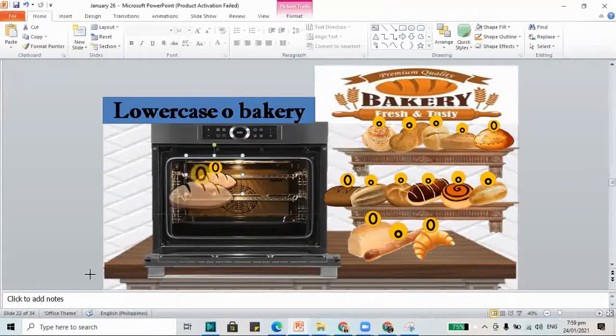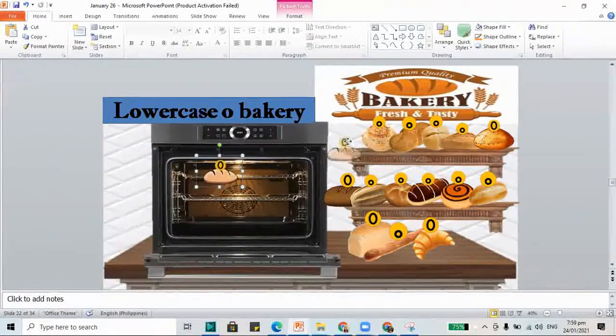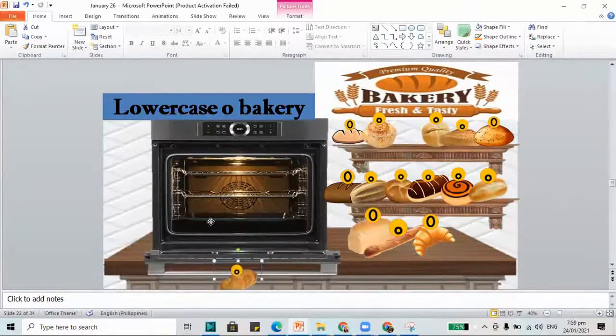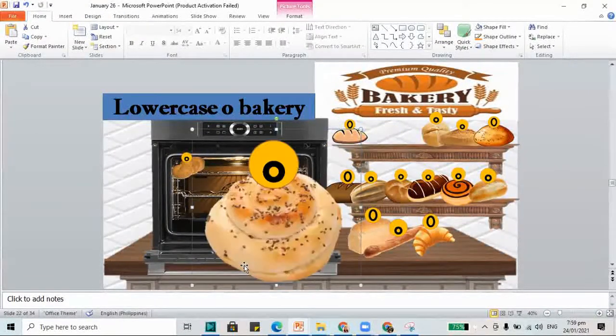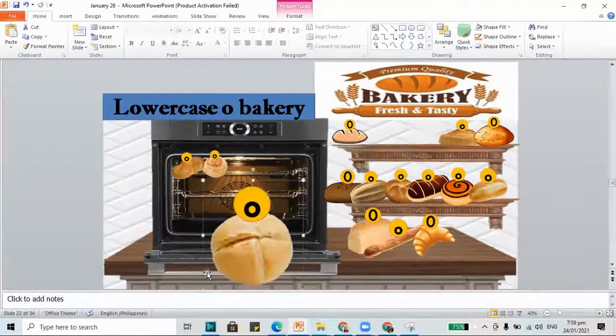Is this lowercase o? No, this is capital. Let's put it back. This one, is this lowercase o? Yes, this is lowercase. Let's put it in the oven. And this one, is this lowercase? This is lowercase. Let's put it in the oven. Another one, is this lowercase? This one is lowercase. Let's put it inside.